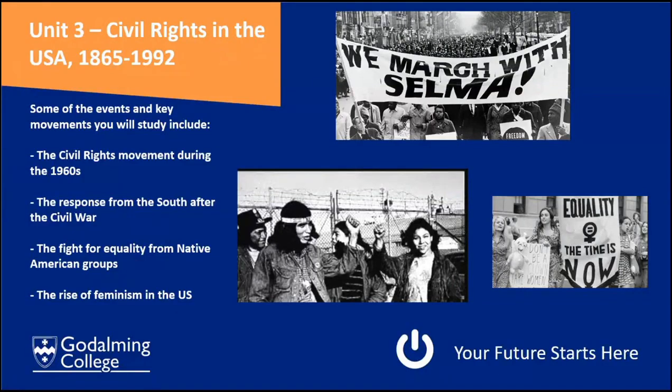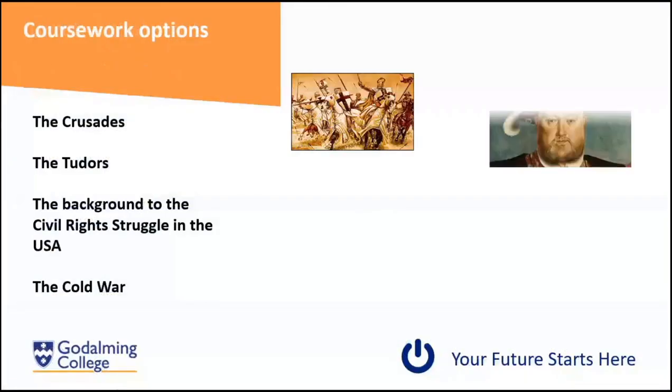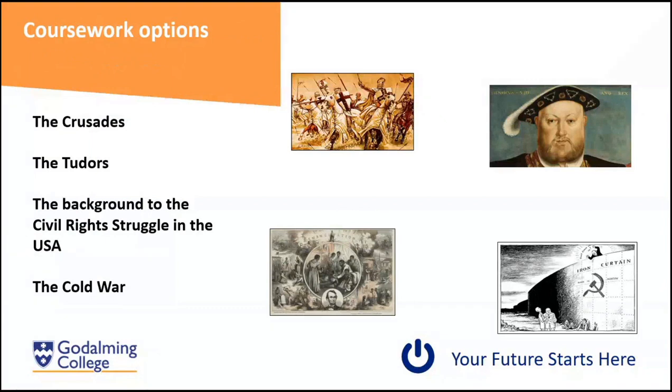You look at points such as the civil rights movement of the 1960s. You look at the response from southern USA after the Civil War. Look at the fight for equality from Native American groups. You'd also look at the rise of feminism in America as well. Alongside all of this, you'd have four choices from where you'd like to pick your coursework from.